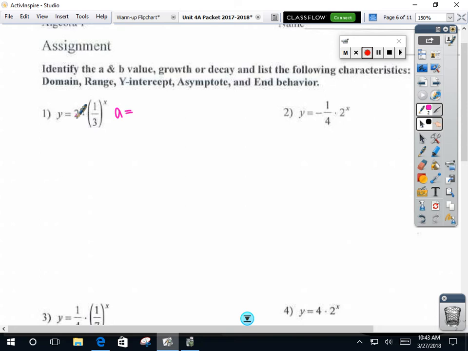2. The B value is 1/3. So is this a growth or a decay? Y'all, the B value is 1/3, which is less than 1, so decay. So that means the graph's going to look like this. Is it going to get reflected or stay looking like that? It's going to stay like that. The only reason it would be reflected if what happens? If the A were negative, it would reflect, but the A is not negative, so it will stay like this.